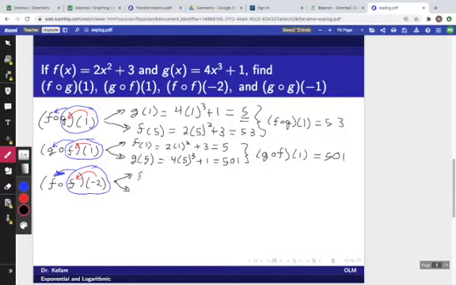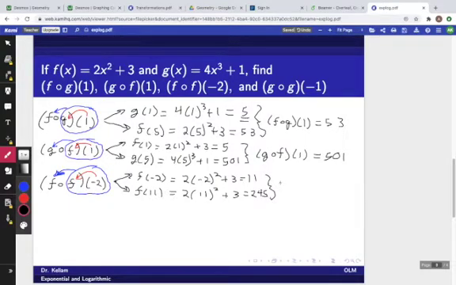We have f of negative 2, which is 2 times negative 2 squared plus 3, which is 2 times... negative 2 times negative 2 is 4, 4 times 2 is 8, 8 plus 3 is 11. And then we need to figure out what is f of 11. And f of 11 is 2 times 11 squared plus 3. Well, 11 squared is 121. 121 times 2 is 242.